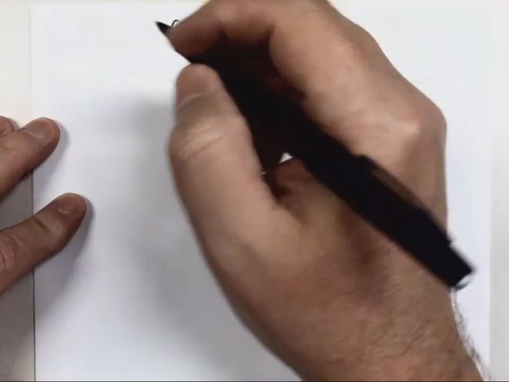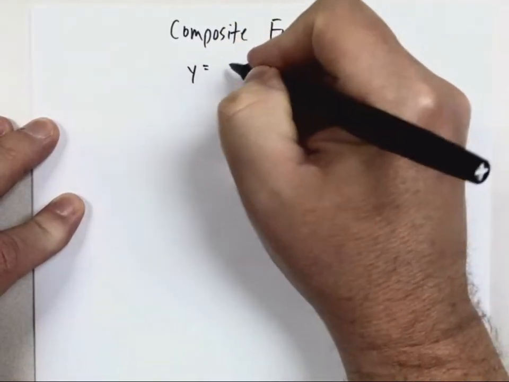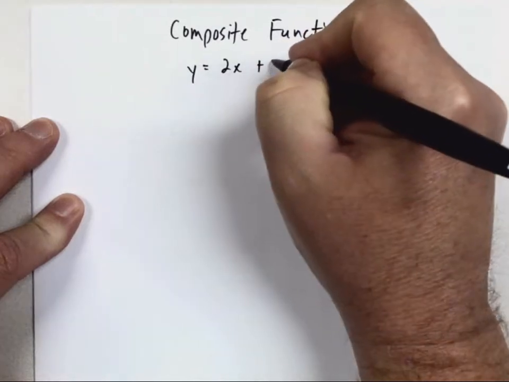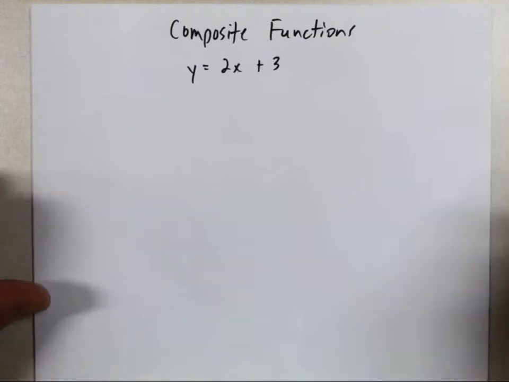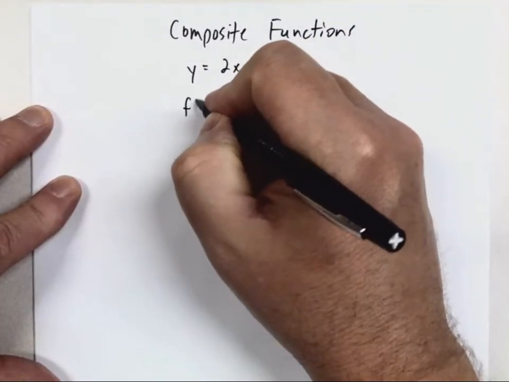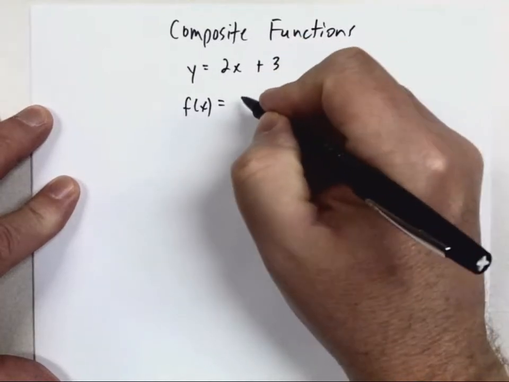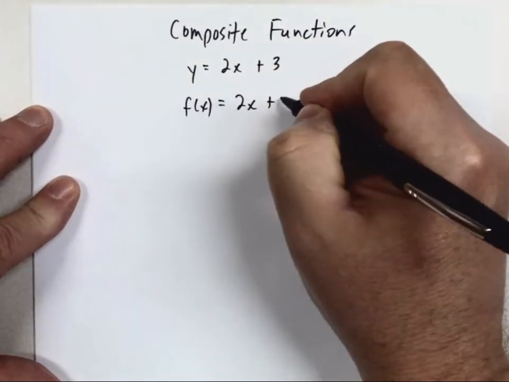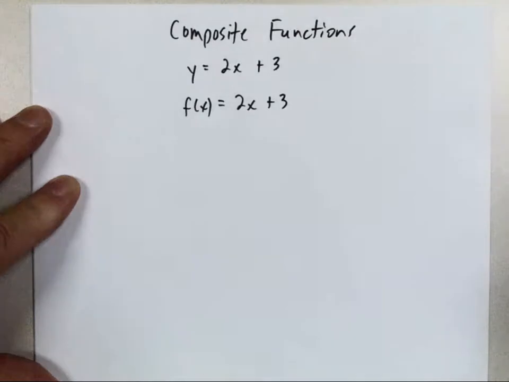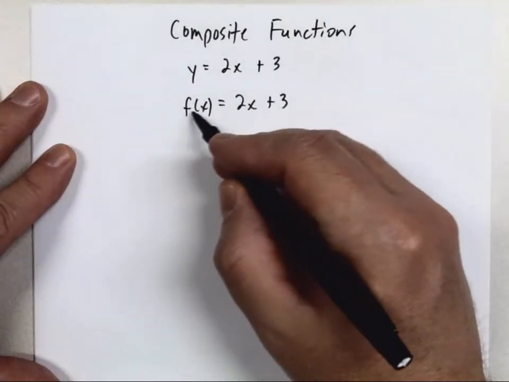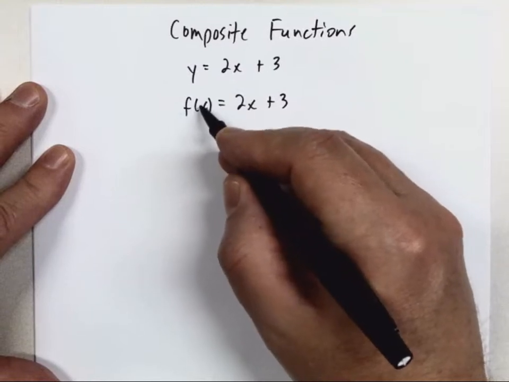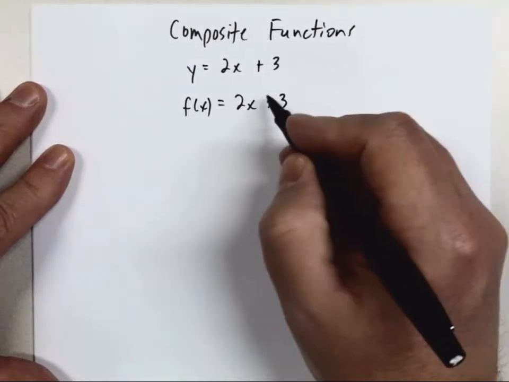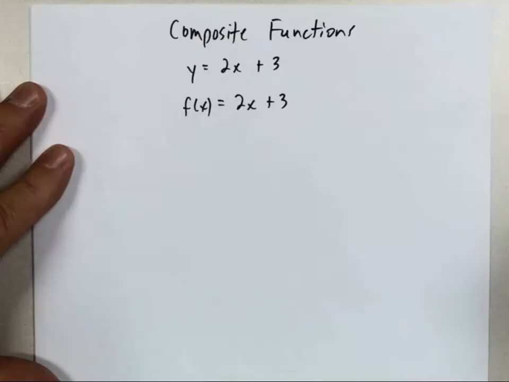Function notation: when you first learned about equations with two variables, x and y, you learned about equations like this, y equals 2x plus 3. But then we learned function notation, which is basically where you replace the y with f of x. So this is the function f, and this equation is going to have the variable x in it.